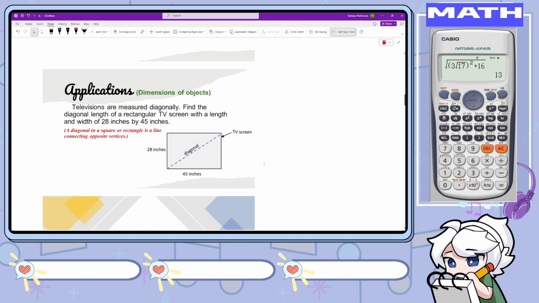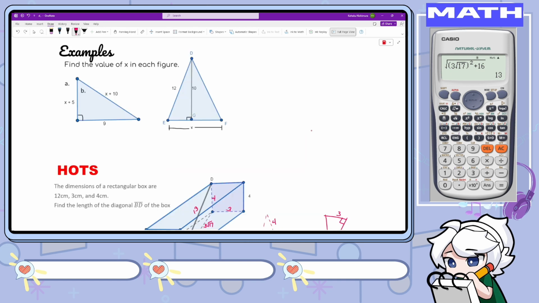Okay, for this one. Televisions are measured diagonally, right? Find the diagonal length of the rectangular TV with a length and width of 28 inches by 45 inches. But you're finding the diagonal here. In this case, if you want to draw this again, it will look something like a right triangle. Oh, wait.